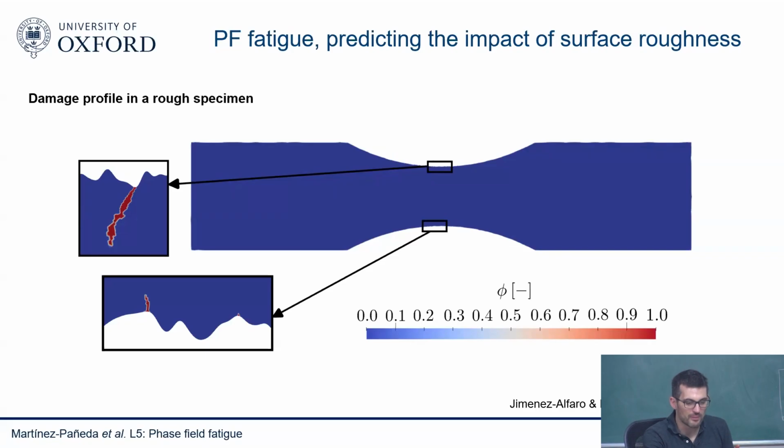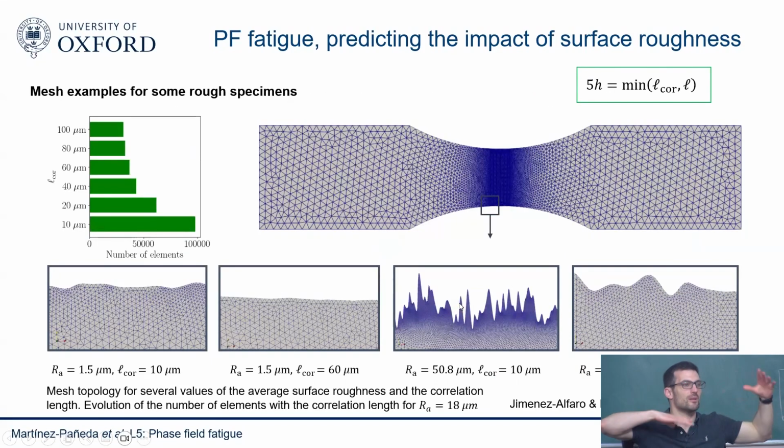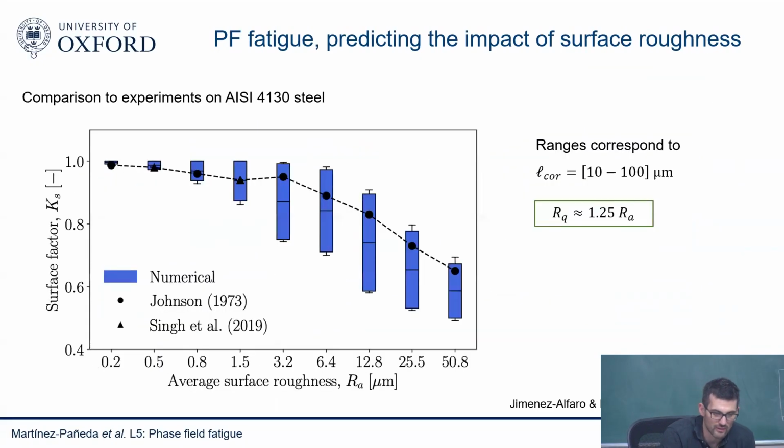But every time you generate a mesh like this, there's going to be some sort of stochasticity. You're generating some noise. So every mesh that you generate is going to be slightly different. So you need to run enough calculations to get a statistically representative result. And then you get a bit of a scatter. So then once you do that, you can compare with experiments.